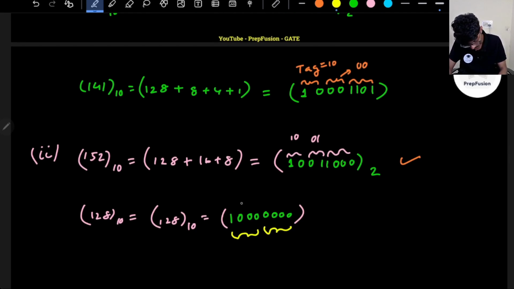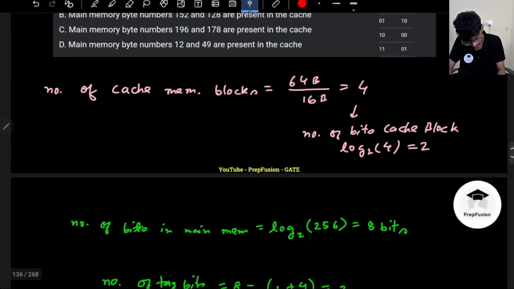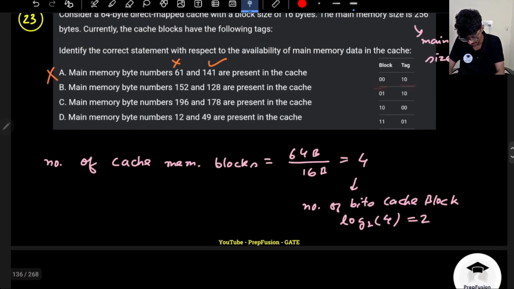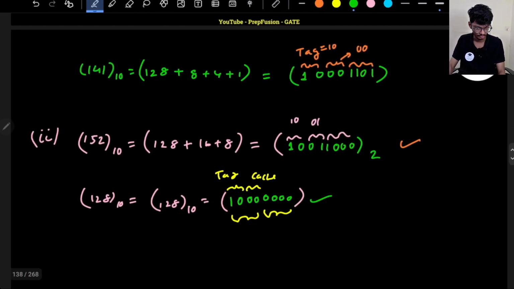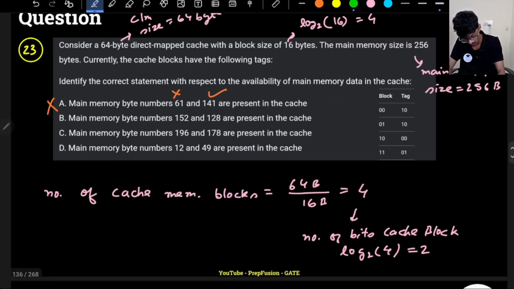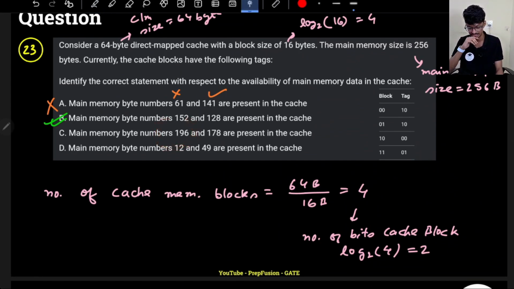Out of these 4 bits, these 2 bits are my tag and these 2 bits are my cache block number. So at cache block number 00, tag should be 10. At 00, if I go, tag is 10. Yes, it is matching. So this will be my answer. It is an MCQ, so I will not check the other ones. So you can verify, that is the homework for you. You check the other ones, you will see that something is missing.